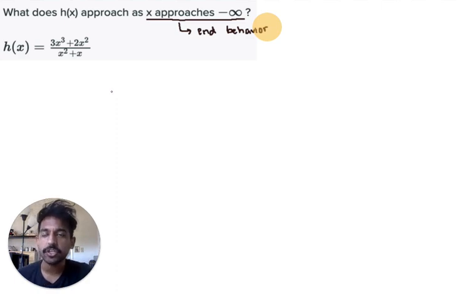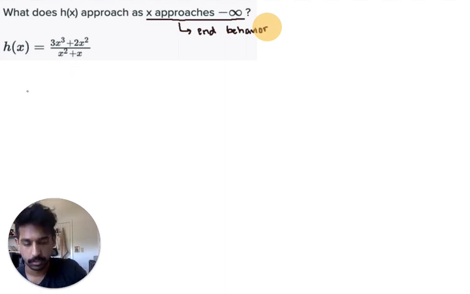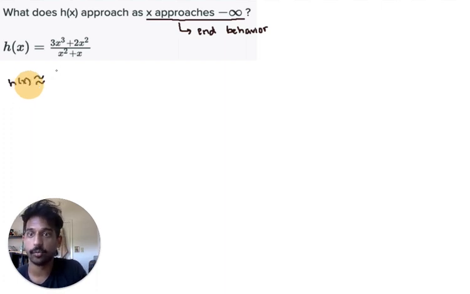With rational functions, where we have a polynomial in the numerator and denominator, we need to take one more step. First, just like before, we want to focus on our leading term. Because at negative infinity, the only thing that matters is whatever is the biggest on the top and the bottom. So here, I can say that h of x will approximately equal whatever the leading term is here in the numerator, so that's 3x cubed, over the leading term in the denominator, and that's x squared.